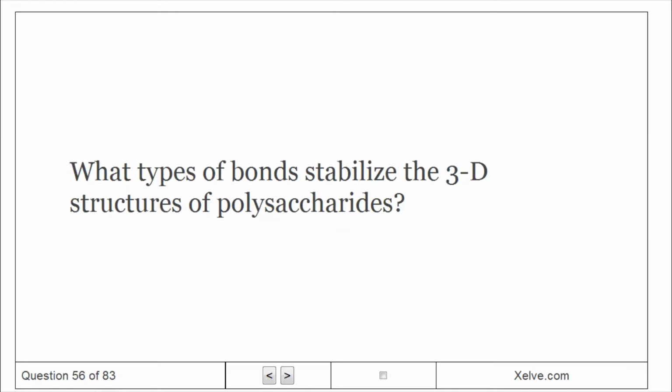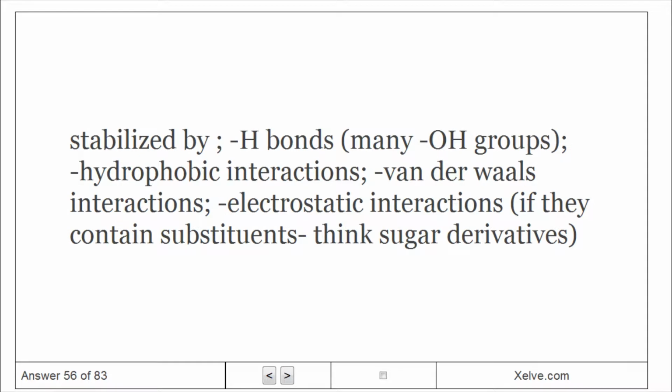What types of bonds stabilize the 3D structures of polysaccharides? They are stabilized by H bonds, many OH groups, hydrophobic interactions, van der Waals interactions, and electrostatic interactions, if they contain substituents, think sugar derivatives.